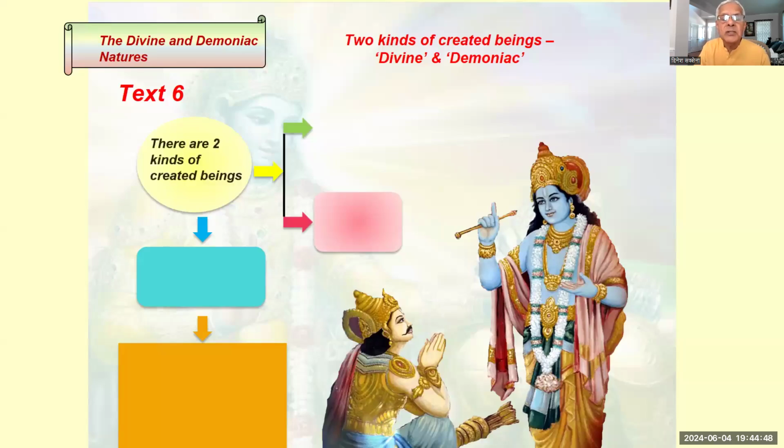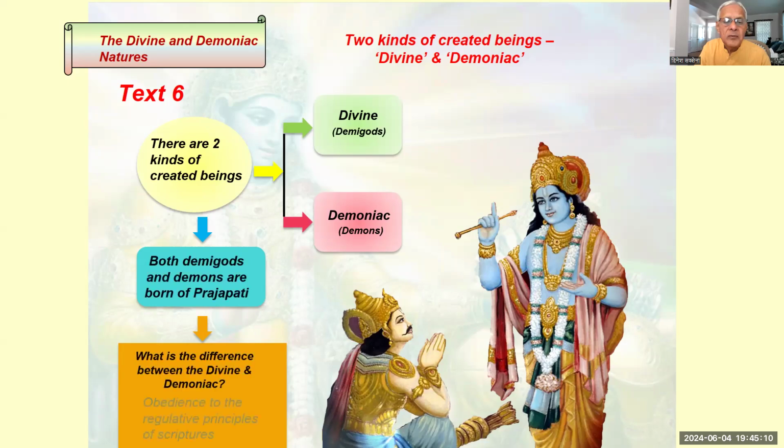Yes, Mataji, verse number 6. Text 6: There are two kinds of created beings, divine and demoniac. Both demigods and demons are born of Prajapati. What is the difference between the divine and the demoniac? Obedience to the regulative principles of scriptures.